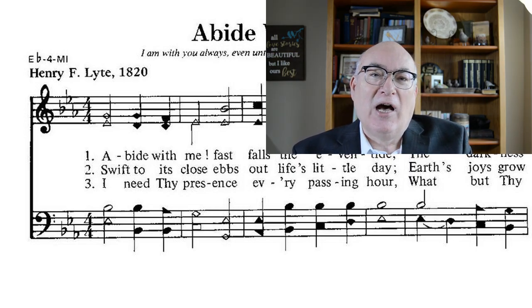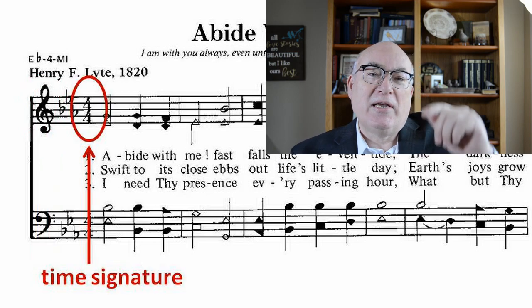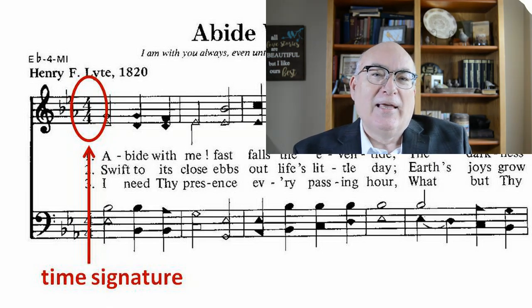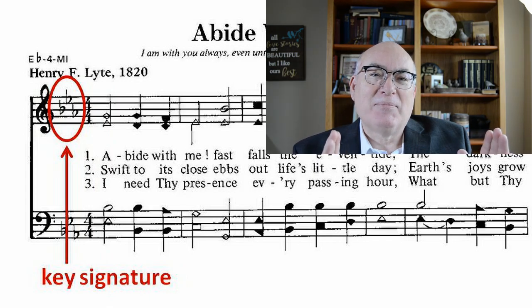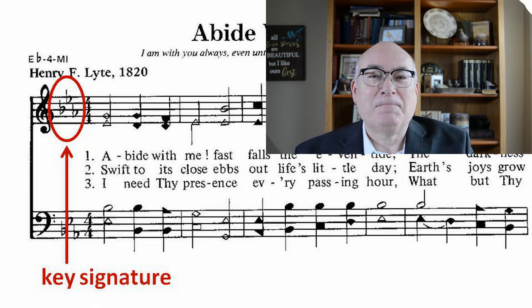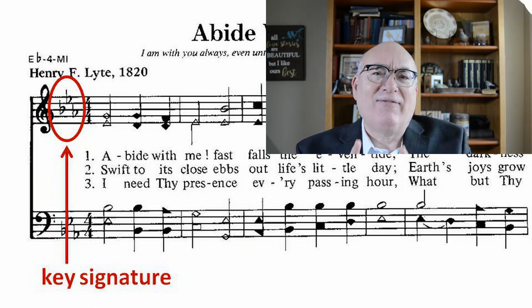At the very top left side of the music, you'll see a treble clef. You'll also see two numbers, one atop the other, that tells you the time signature of the song, or the beat pattern. In between the treble clef and the time signature, you'll find the key signature, and that tells you the key of the song. What we'll have to do is count up how many sharps and flats are in the key signature to determine the key.